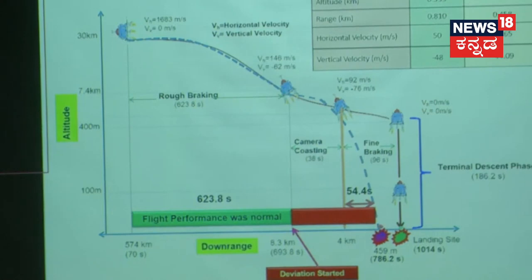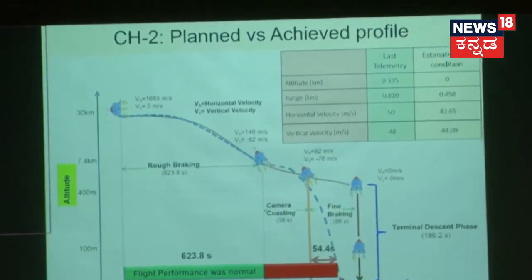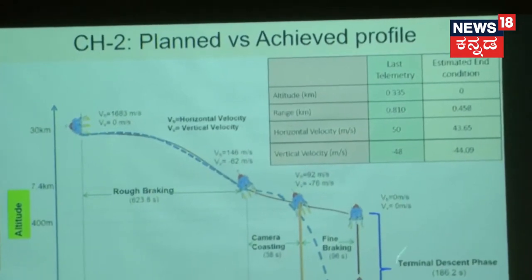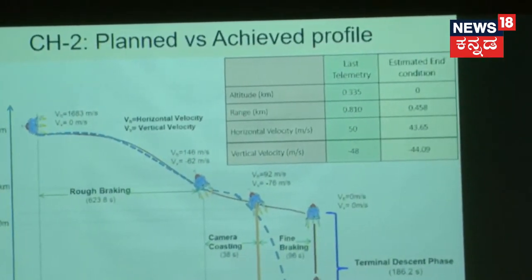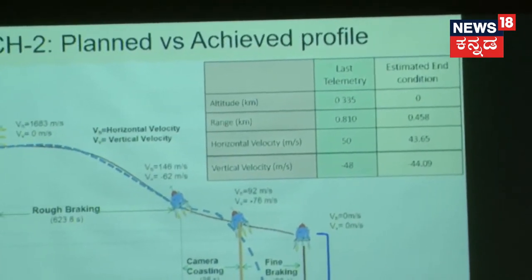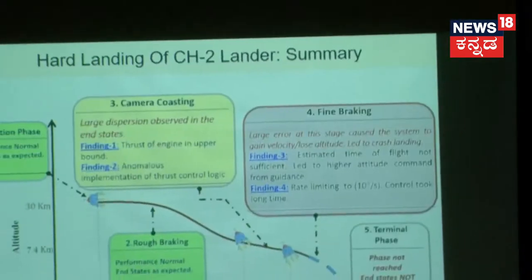So finally it ended up with a crash, and we will see here that the last of the information that we received was at a height of around 335 meters, and the whole thing happened almost 800 meters away from the actual landing site. Less than that we crashed. So that's what happened. Now I will explain a little more of the detail.